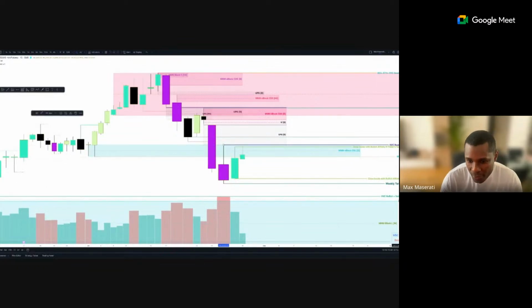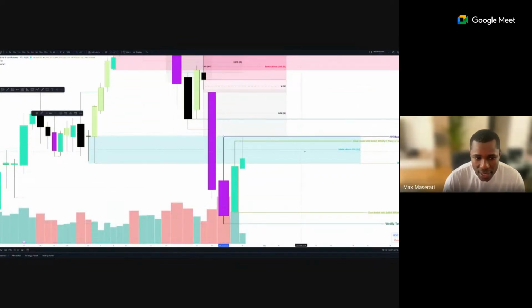Remember what I said about the HVC: price cannot violate the HVC. So if price wants to continue lower, we don't want to see price come on top of this HVC to take the orders, because there are a lot of sellers at this level, a lot of sellers.